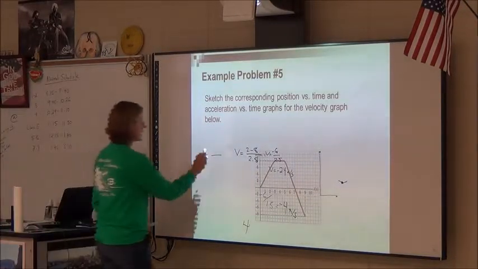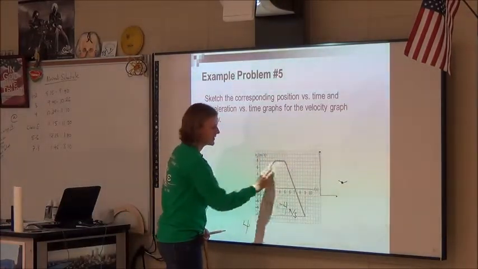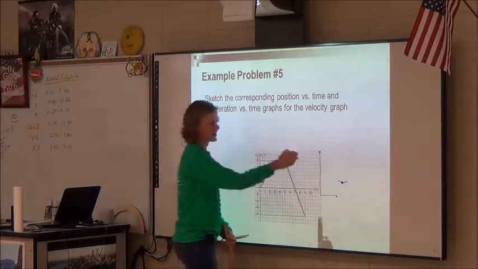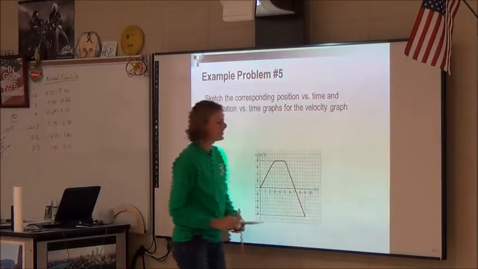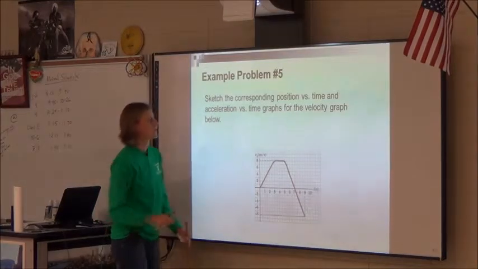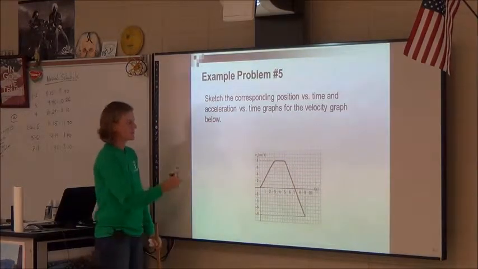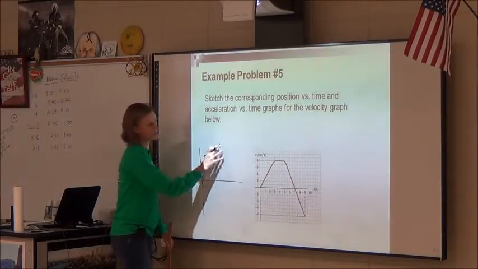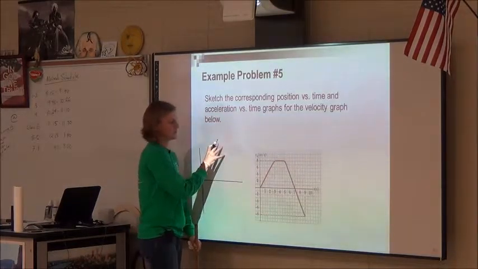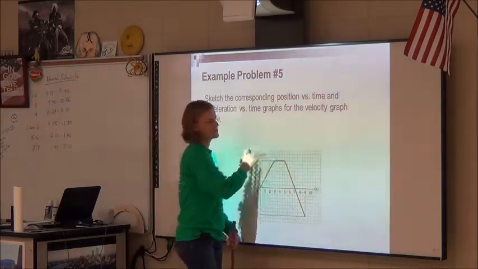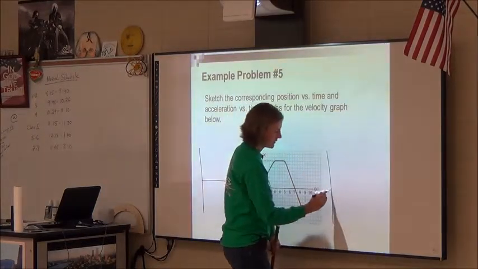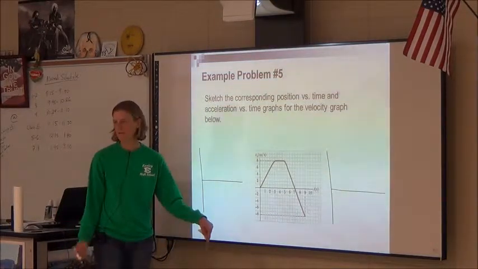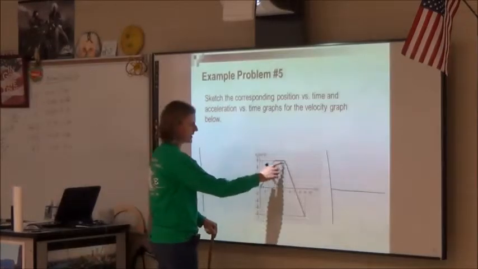All right. Now, a couple of homework problems will ask you to take one graph. It could be a velocity graph, it could be a position graph, it could be an acceleration graph, and draw the other two. So in this case, they're giving us a velocity graph, and it wants the corresponding position and acceleration. I usually set them up in order like this. This is a position graph. I divide position by time, I get velocity. Divide that by time again, I get acceleration.